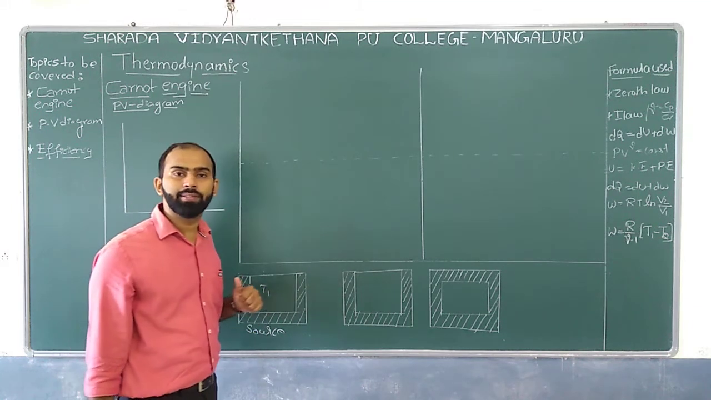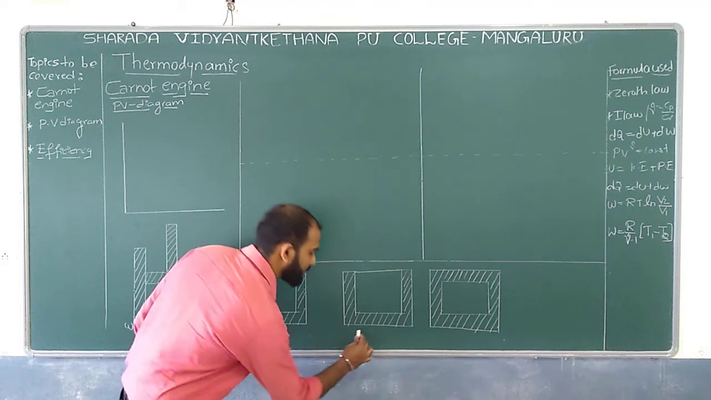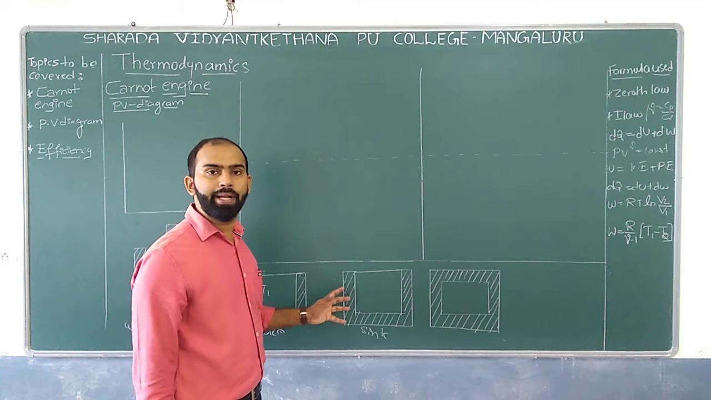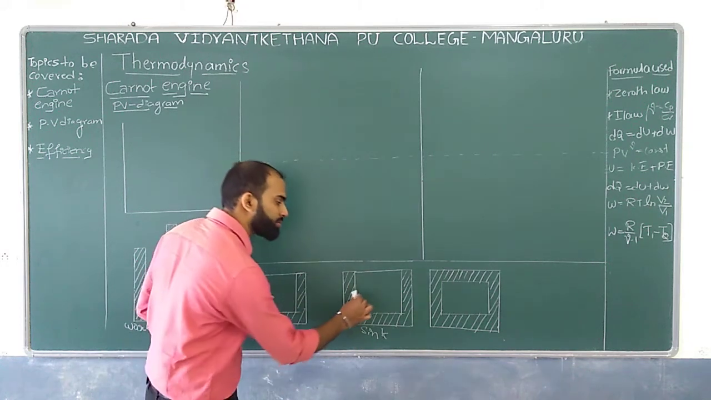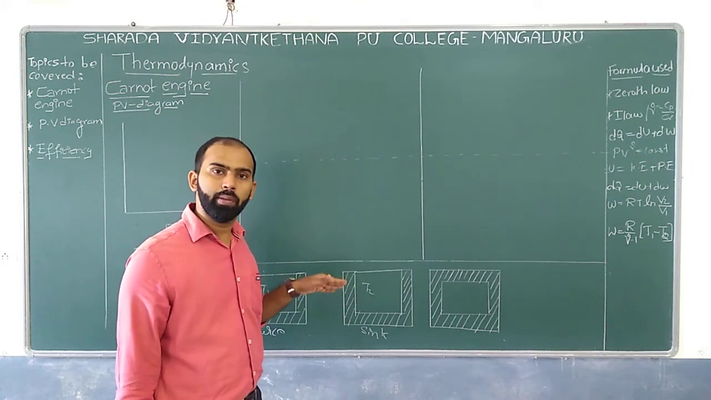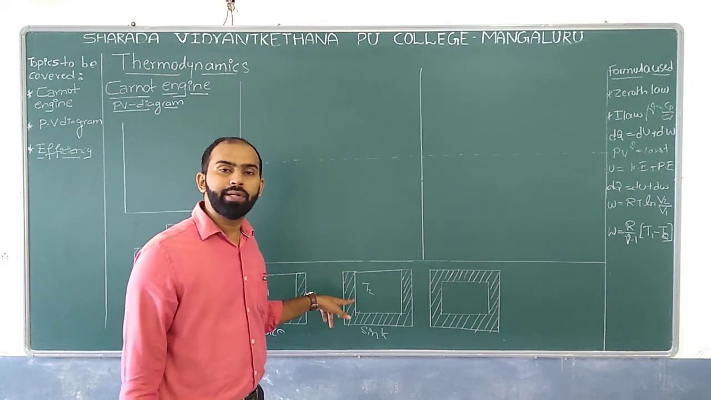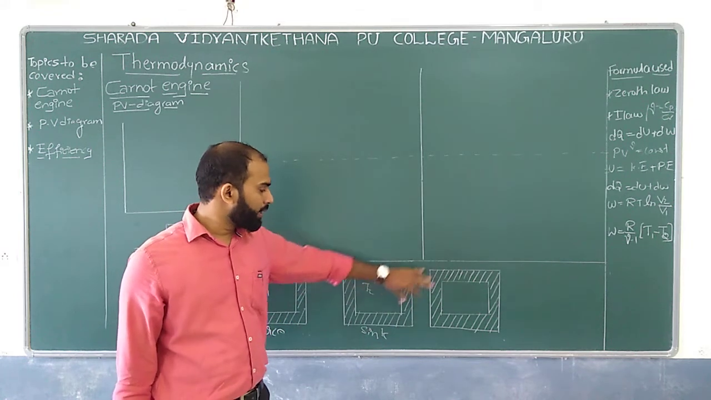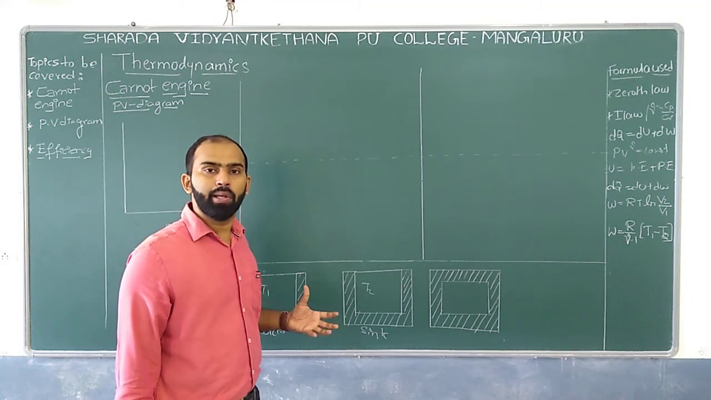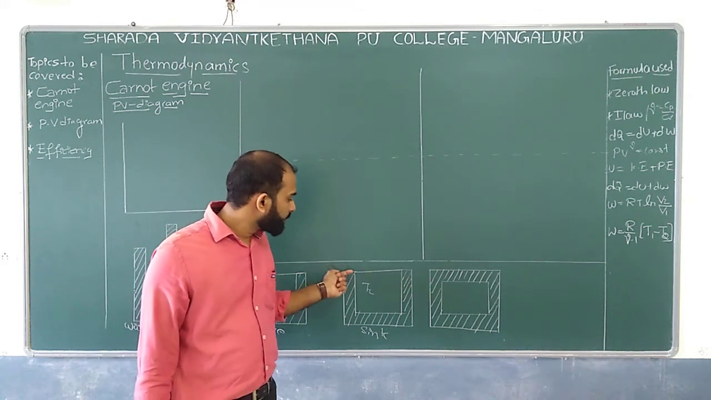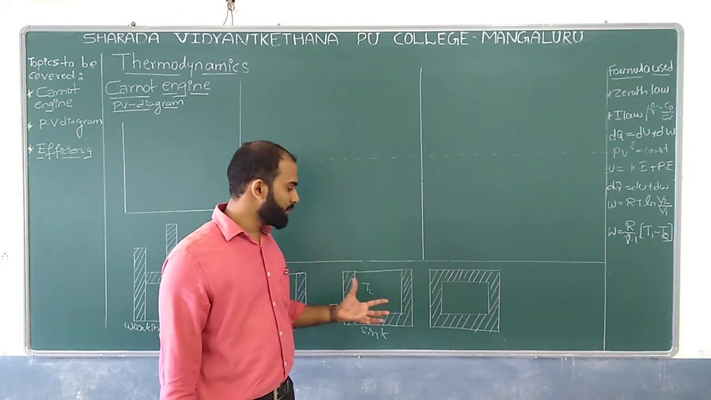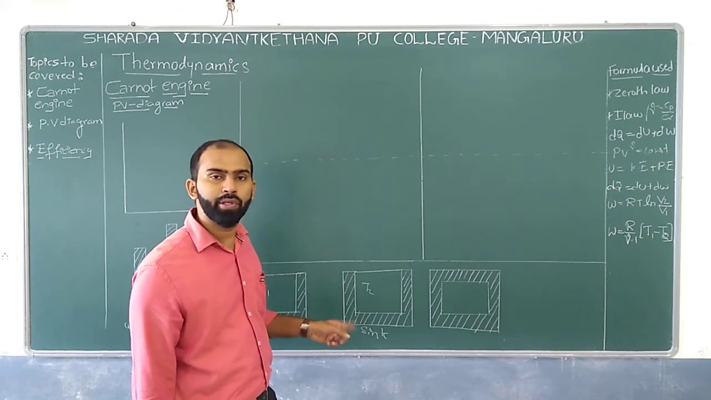And one more we have is the sink. The sink is maintained at a very low temperature, let us call it T2. T2 is the temperature maintained at a very low value. The sink is surrounded on three sides by a diathermic wall, and the top of it is made up of a conducting wall. This is what we have under the concept of the sink.